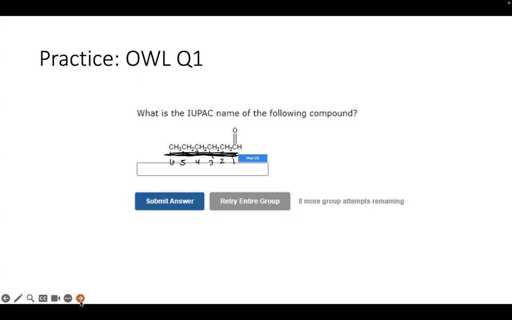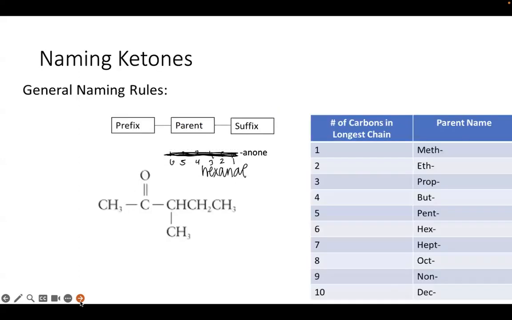This is a 6-carbon structure, so I'm going to use hex. And because it's an aldehyde, hexanal. There are no branches, so I don't have any other words going on there. And I don't have to tell my audience what carbon it's coming off of, because if it's an aldehyde, it's always coming off of carbon 1.